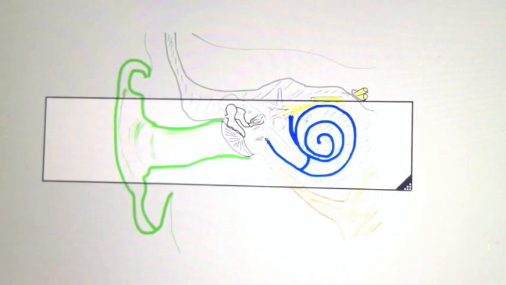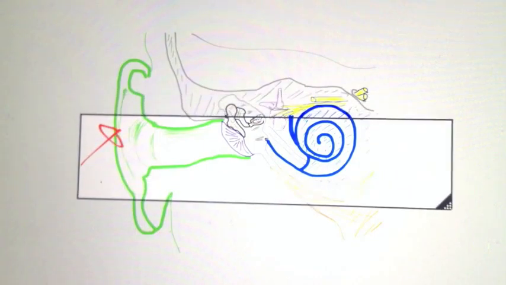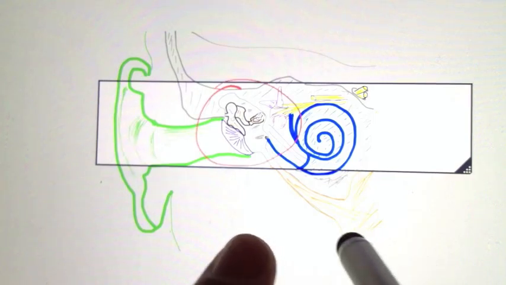So the external ear consists of the auricle. This is the part that you see. And also the external acoustic meatus, which is this bit here. The middle ear, this part here, is pretty complex, so let's zoom in a little.